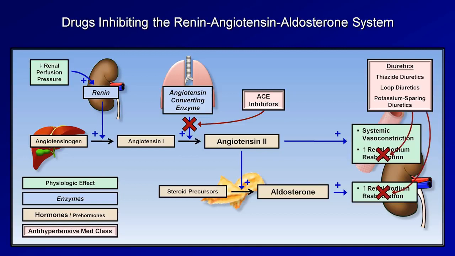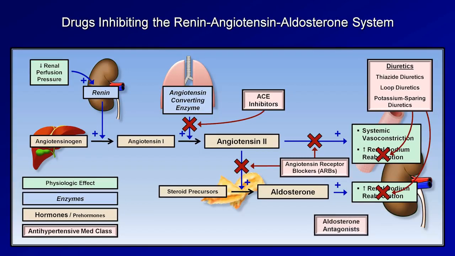reabsorption in the kidneys. There are also angiotensin II receptor blockers, also called ARBs, which block the action of angiotensin II and are clinically almost identical to ACE inhibitors. Likewise, there are also aldosterone antagonists. Finally, the newest class of medications which interfere with this system are called direct renin inhibitors.